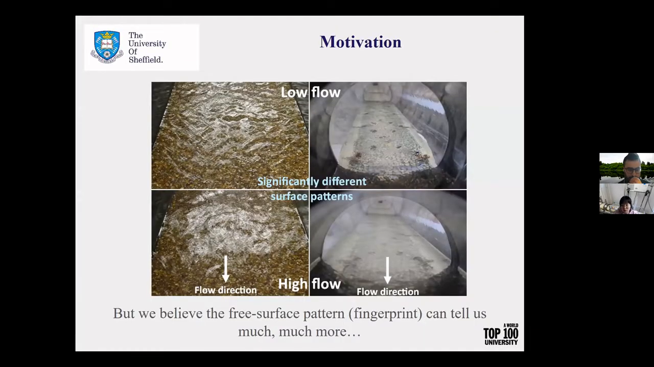These photos show significantly different surface patterns in low flow and high flow. Flowing water exhibits a unique surface pattern driven by the flow-induced turbulence. These patterns appear to be a function of underlying flow properties. Remote measurement of this pattern can therefore facilitate non-invasive assessment of the flow conditions.